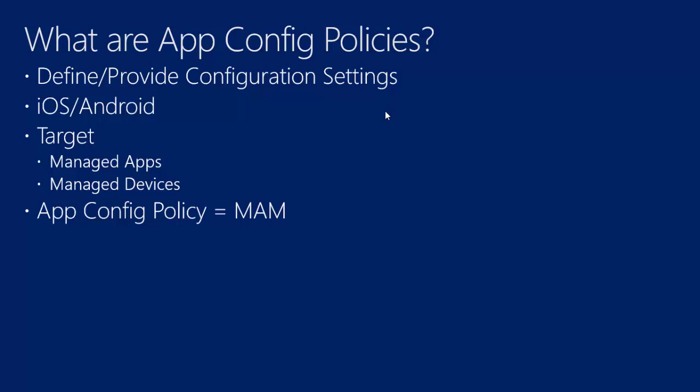And then the last bullet: app config policy equals MAM? Absolutely not. App config policy is separate from MAM. App config policy can complement MAM, but is not MAM itself. Under the MAM umbrella, we talked about in a previous session, app protection policy. So again, app protection policy and config policy can go hand in hand. They don't necessarily have to, and I'll explain that as we go along as well.